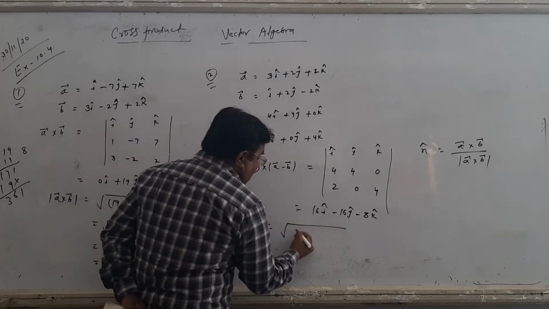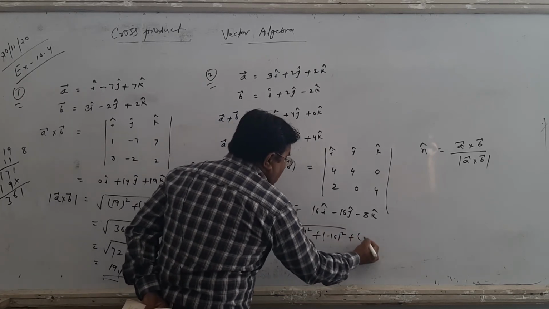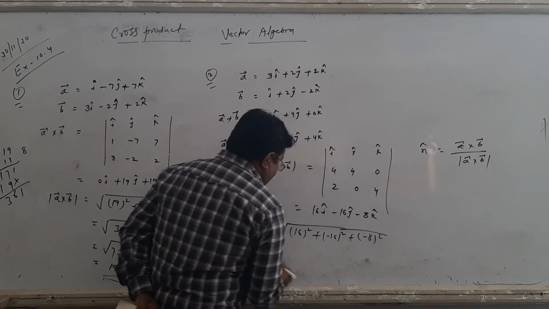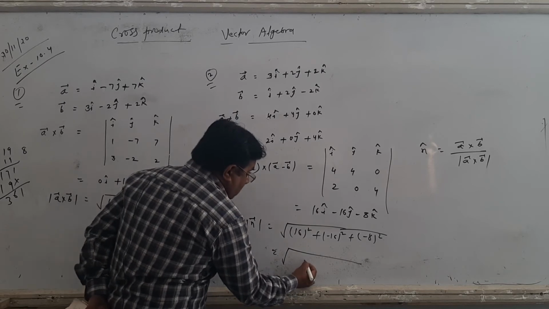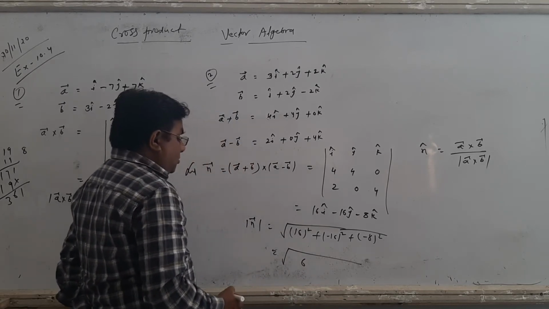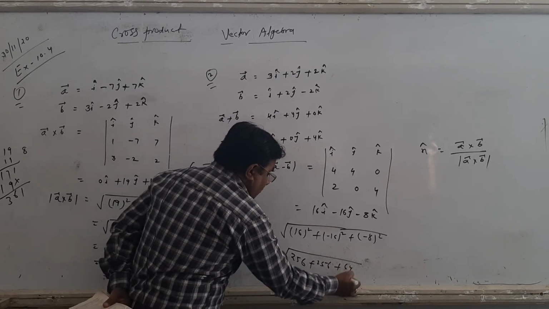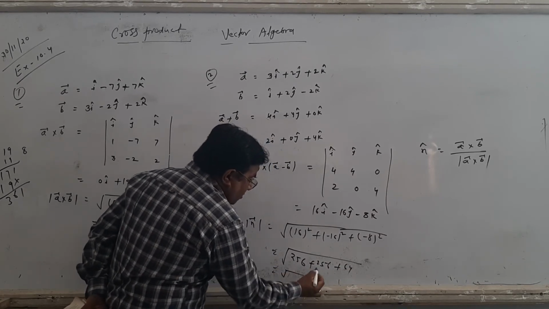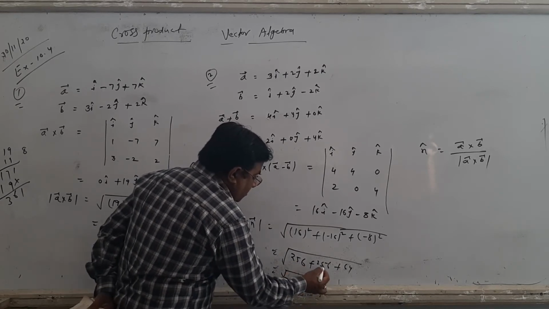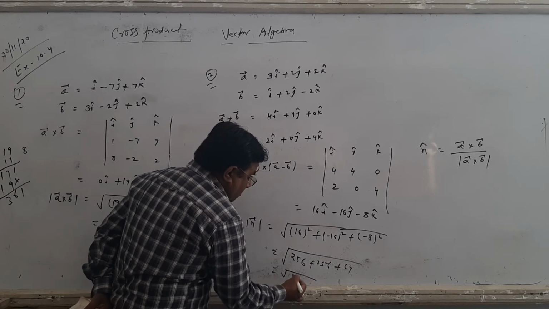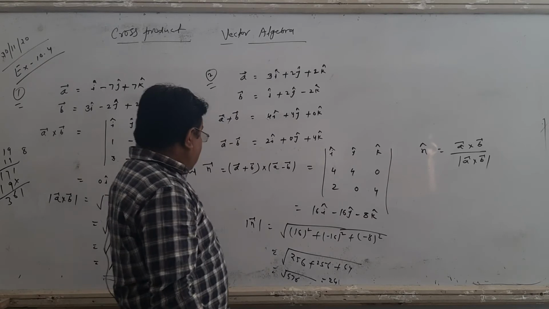Then under root, square of 16 plus the square of minus 16 plus the square of minus 8. Right? Then square of 16 is 256, plus 256, plus 64. Then it is the under root of 576, that is 24. So this is the magnitude of n.